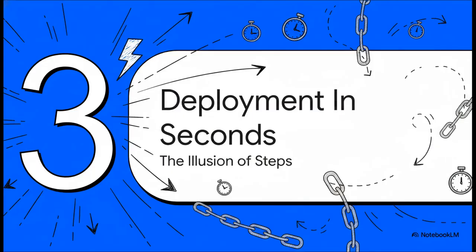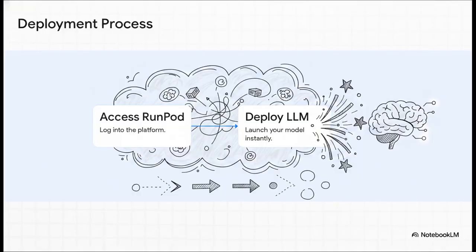All right, Section 3, Deployment in Seconds, the illusion of steps. Now, what's really interesting about this is just how empty the deployment process actually is. Step 1, access RunPod. Step 2, deploy your LLM instantly. Literally, that's it. It perfectly proves the source's point about radical simplicity. All that complex orchestration of containers, managing ports, fighting with GPU drivers, it's abstracted away so completely that the deployment process almost feels like an illusion. You just point, click, and run.